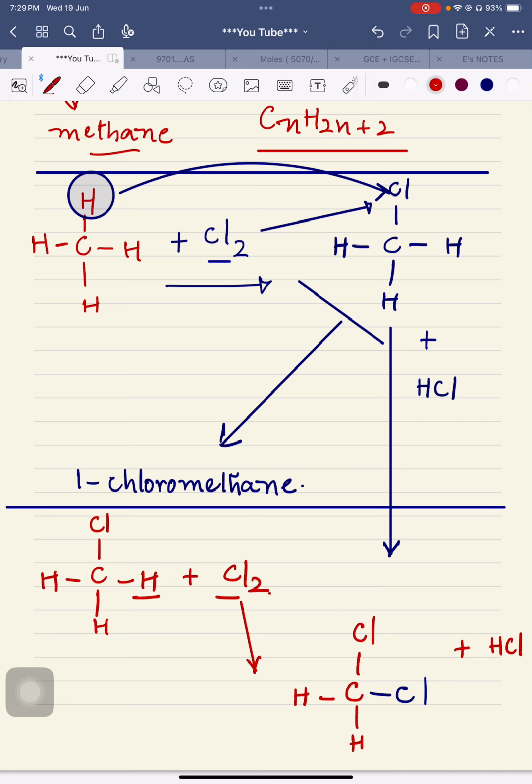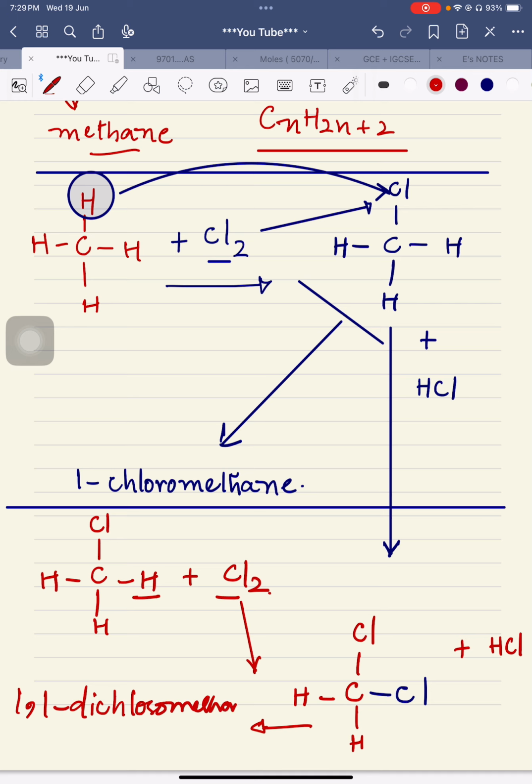Can we say that HCl is the inorganic product, whereas the halogenoalkane is the organic product of this reaction? Keep this in your mind because this is an answer of a past paper question. Okay, so I am going to write the name for this. What will be the name for this compound? Now this is 1,1-dichloromethane.